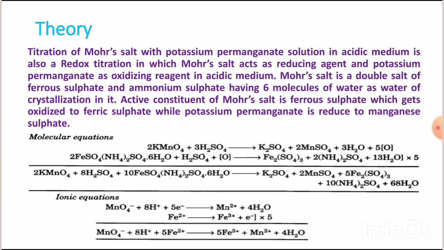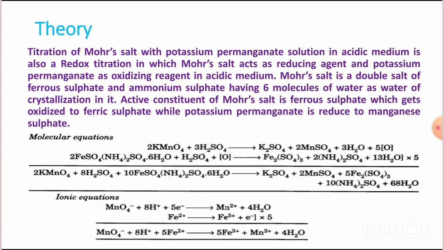Theory behind this titration is: titration of Mohr salt with potassium permanganate solution in acidic medium is also a redox titration, in which Mohr salt acts as a reducing agent and potassium permanganate as an oxidizing reagent in acidic medium. Mohr salt is a double salt of ferrous sulfate and ammonium sulfate having 6 molecules of water as water of crystallization in it. Active constituent of Mohr salt is ferrous sulfate, which gets oxidized to ferric sulfate, while potassium permanganate is reduced to manganese sulfate.